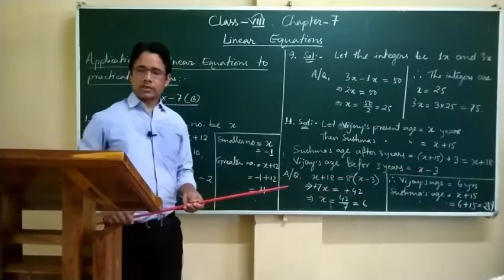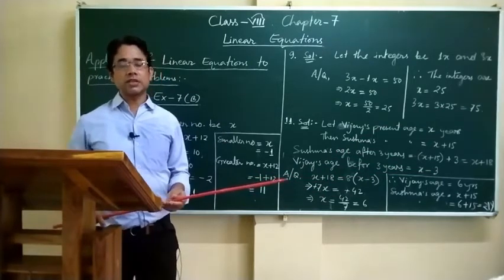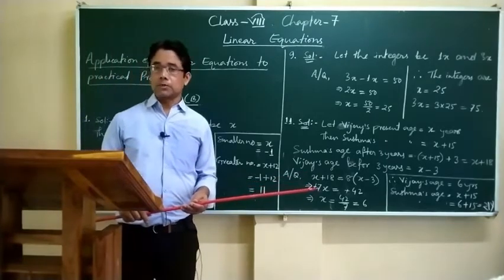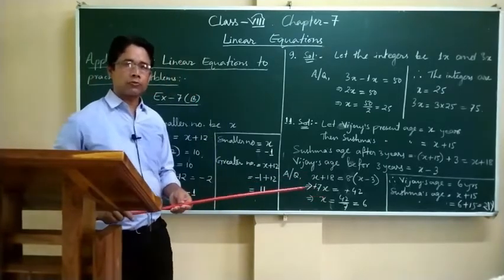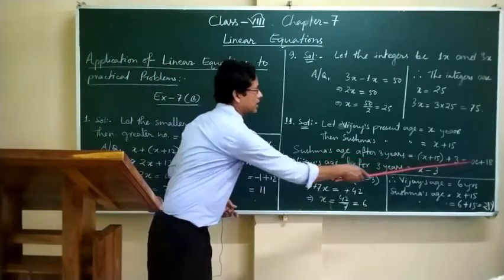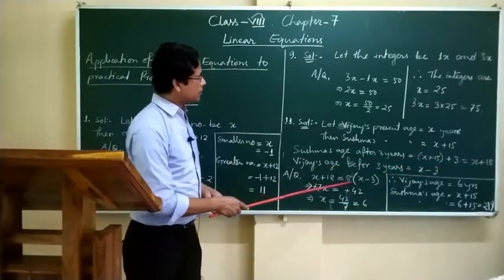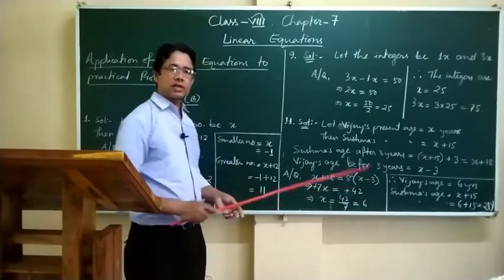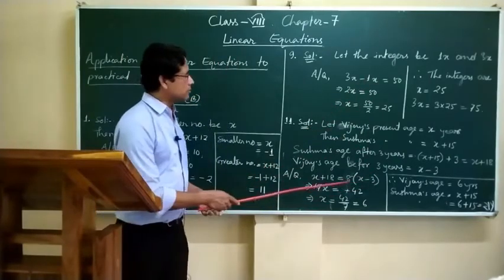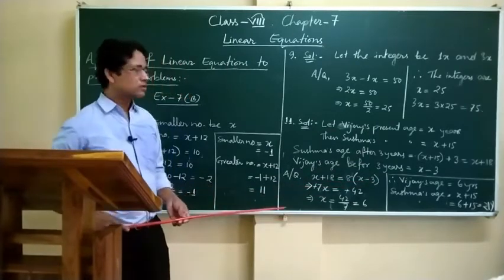Then according to the question, Sushma's age after 3 years is equal to 8 times Vijay's age before 3 years. So with that, how to form the equation? You see, this is Sushma's age after 3 years, x plus 18. So x plus 18 is equal to 8 times Vijay's age. So Vijay's age is x minus 3. So 8 times means, certainly we have to multiply 8 with his age before 3 years.